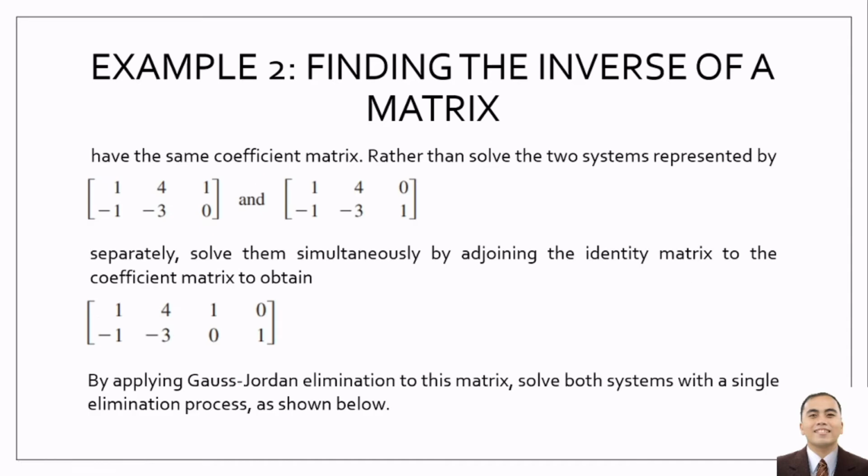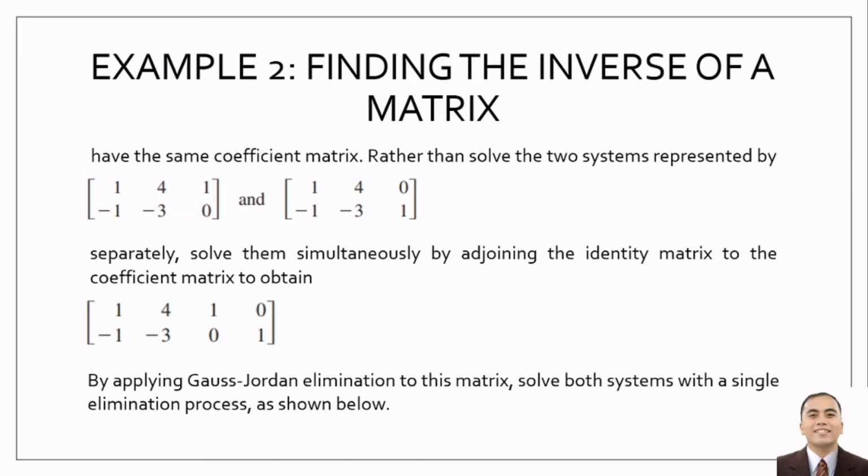have the same coefficient matrix. So rather than solving the two systems of equations represented by 1, 4, 1, negative 1, negative 3, 0, and 1, 4, 0, negative 1, negative 3, 1, all we need to do is get the coefficients of the systems in the earlier example.